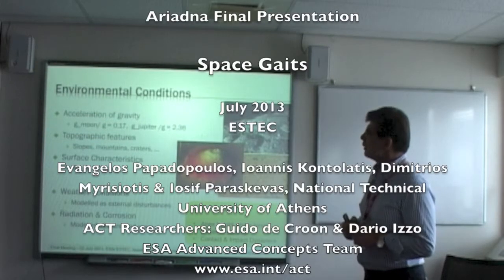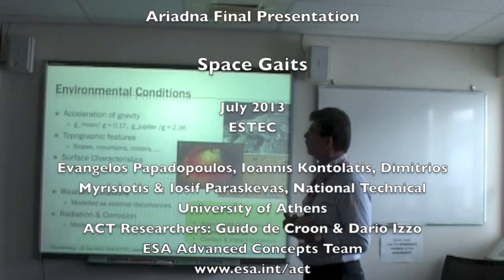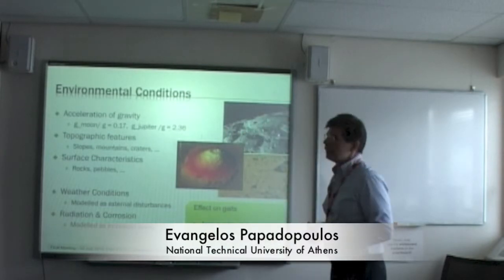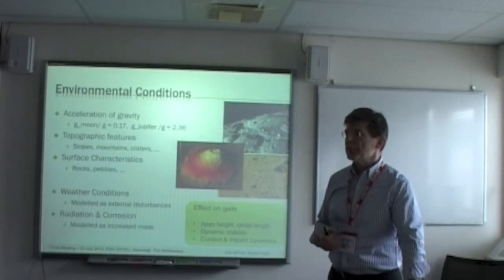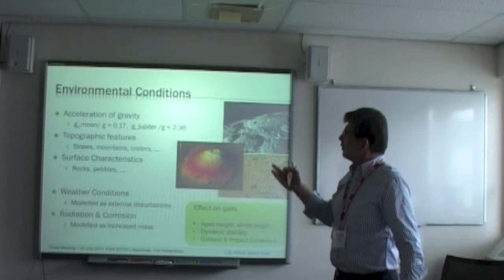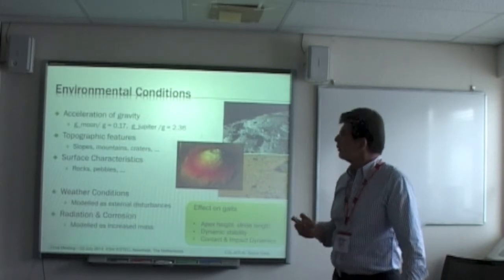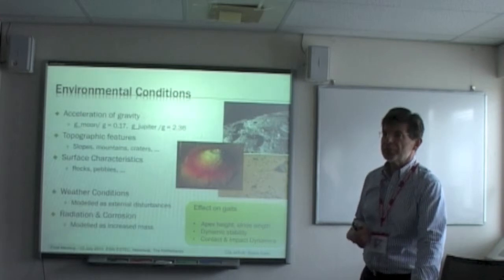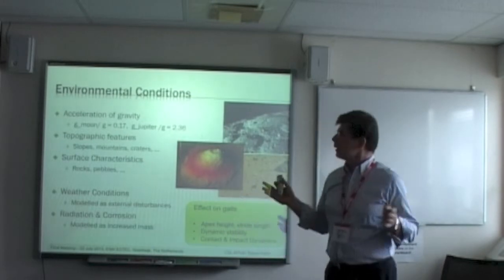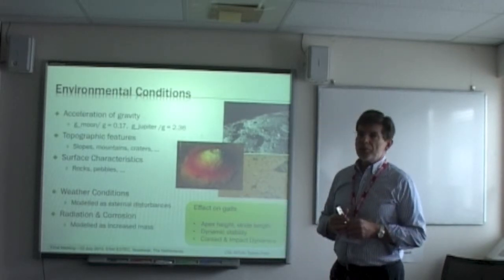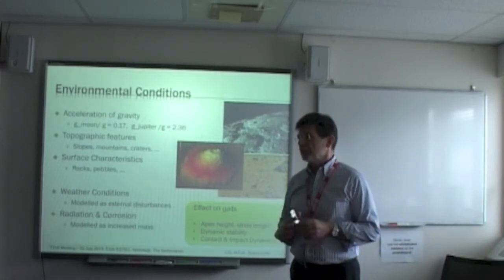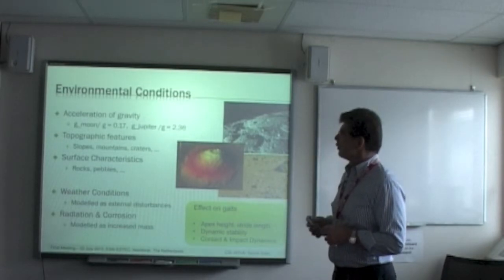Now, if we look at the environment, there are a few things that we need to take into account. First is the acceleration of gravity. You can see that the moon has 17% of the gravity of the Earth, whereas on Jupiter the acceleration of gravity is 2.36 times that of the Earth. So there is a range of acceleration of gravity, and of course, if you have zero gravity, then there is no gait. Right? You cannot do any motion at all. So this is something to take into account.